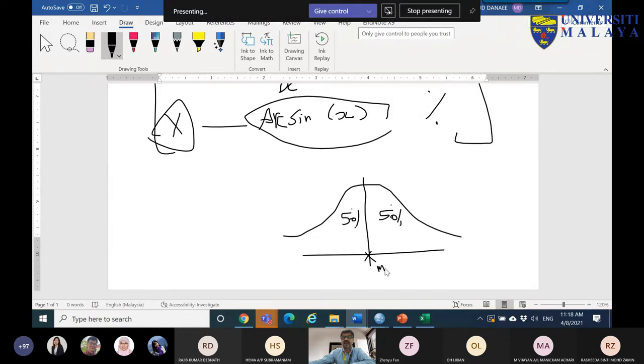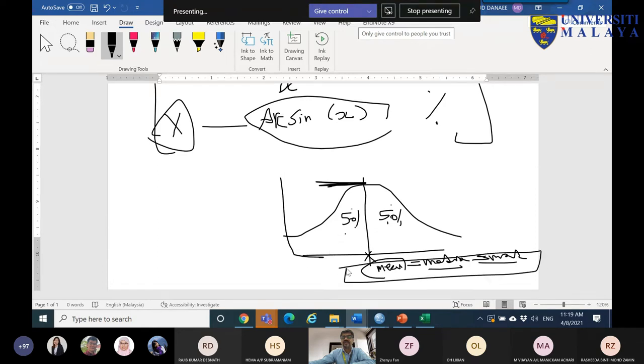But the mean is equal to the median and equal to the mode. Why mode? Because it has the highest frequency. Why median? Because it divides data into two equal parts, right? So in a normal distribution, we have this condition.